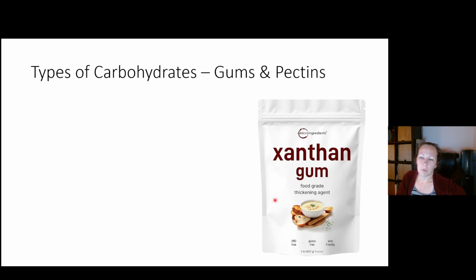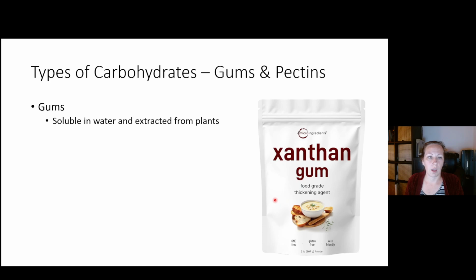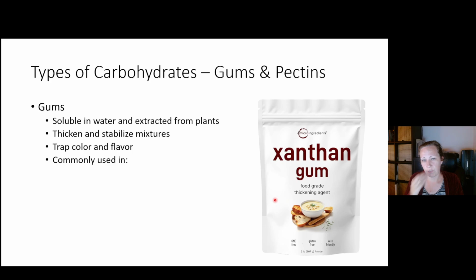Then the third main type of carbohydrates, we kind of group them together, and I'll go over each one separately, but gums and pectins. So the first one is gums, and these are soluble in water and extracted from plants, and they are used to thicken and stabilize mixtures for food. They also help trap color and flavor, and you'll often find these gums in salad dressing, sauces, ice cream, yogurt, gummy candies, etc.